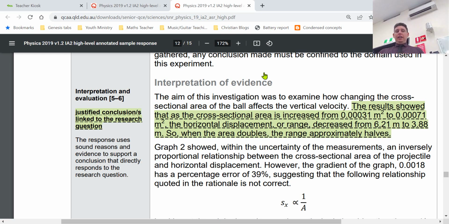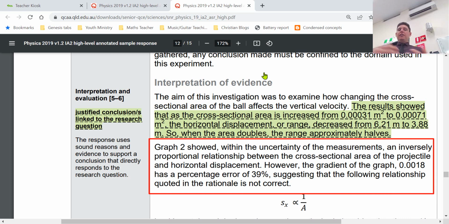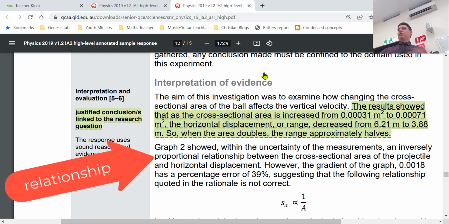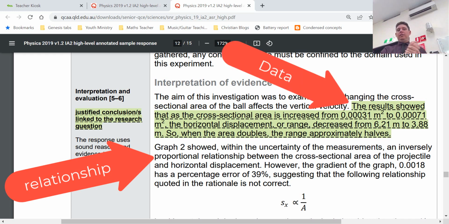So they're saying graph 2 showed, with the uncertainty of the measurements, a relationship between the two. Answers the research question. Projectile displacement versus cross-section, yeah? Describing the relationship, answering the question, using data.